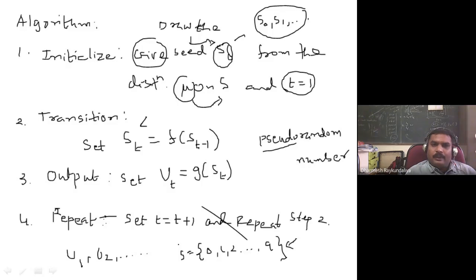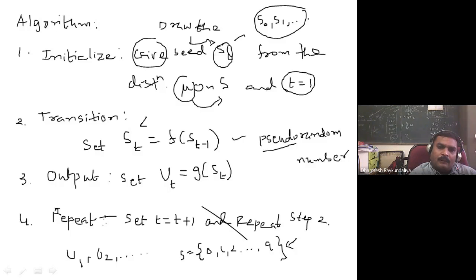So he has suggested the algorithm that you first initialize, and in the initialization you give the initial value of the seed and set t equal to 0. Whatever seed s0 you take, it should be randomly drawn from a distribution mu defined on S. Then in the second step there should be a transition: once you note the value of S0, then what is f of S0? You get S1.